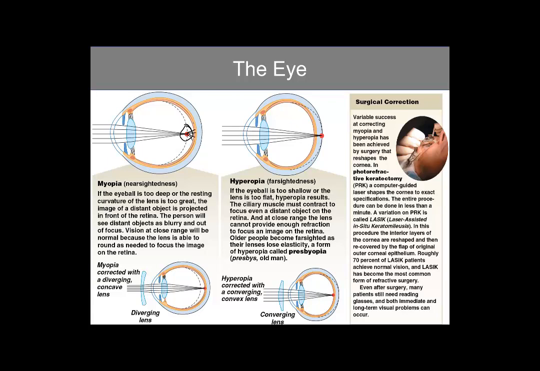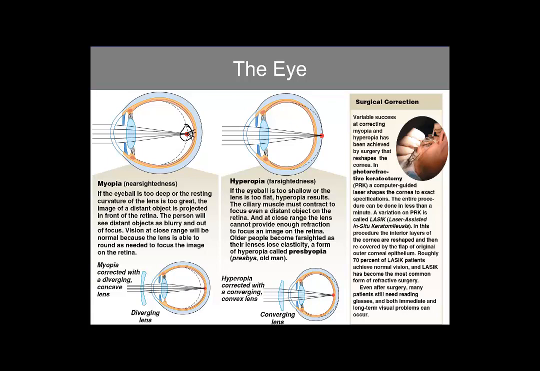Hyperopia is farsightedness, and this is where the eye is too shallow or the lens is too flat. The ciliary muscle has to contract to help focus even a distant object on the retina. And at close range, the lens cannot provide enough refraction to focus an image on the retina.